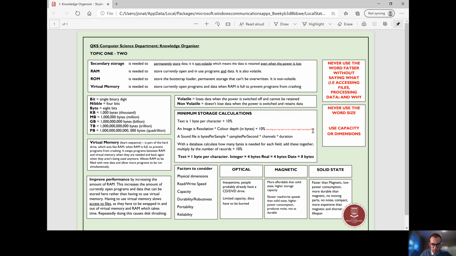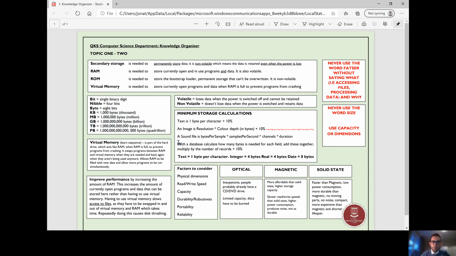For a sound file, okay, you need to take the bytes per sample, multiply it by the samples per second, multiply it by the channels, and then multiply it by the duration. So in effect, multiply every number together. Just remember, duration needs to be in seconds. So if it gives it you in minutes, just make sure you turn it into seconds. And again, with the answer you get, try and turn it to an appropriate unit of measurement.